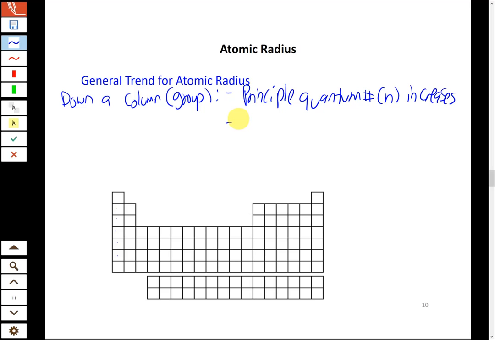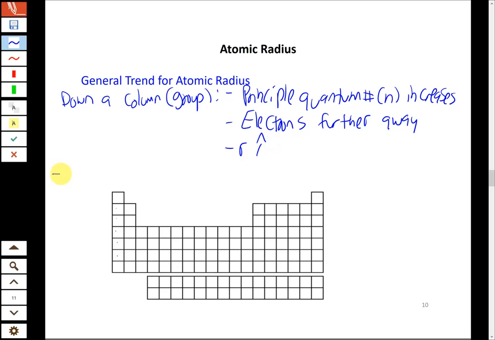So as the principal quantum number of the outer electrons increases, on average, they get further and further away from the nucleus. So because the electrons are getting further away from the nucleus as we go down a column, that means that the size of the atom is going to increase as we go down that column. So as we go down a column of the periodic table, the atoms get larger and larger as we go from top to bottom. So that's the first part of the trend.